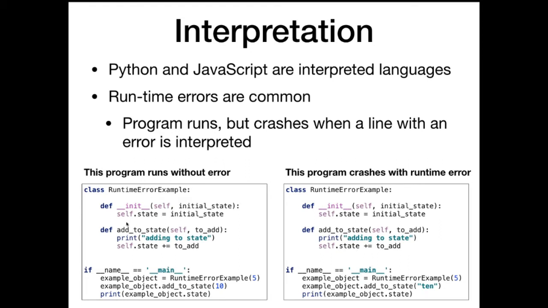I don't want to get hung up on the Python syntax since I'm not testing you on that anyway. We're going to set the state to some initial value, 5 in this case, and add 10 to it to get 15 in our state, and then print the value of that state. We should expect this program to print adding to state and then 15. So that's what we expect. In fact, this runs just fine. Everything is good with this program.